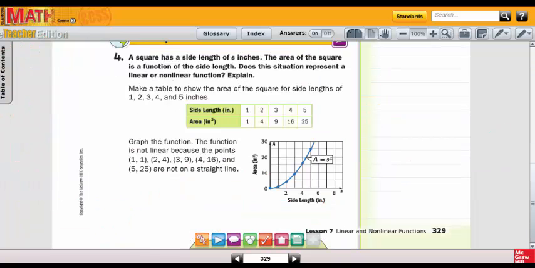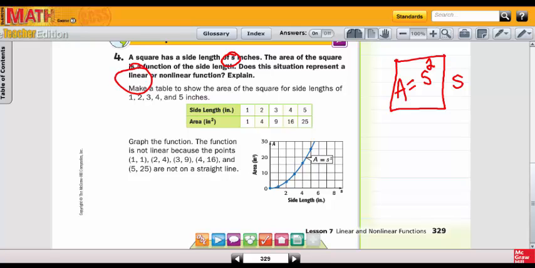Okay, let's move on to problem number 4. A square has a side length of s inches. Whenever we talk about a square, we always say the side length is s, because it's s times s to get the area, or we can say that area equals s squared. The area of the square is a function of the side length. In other words, the amount of area we have depends on how long a side length is. Does this situation represent a linear or nonlinear function? And then they want you to explain that.